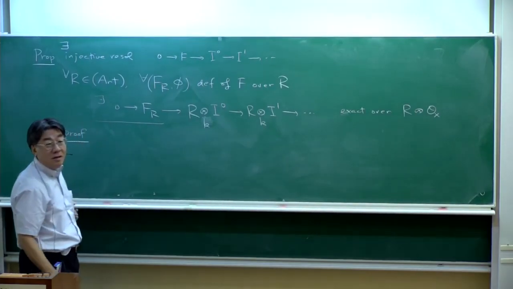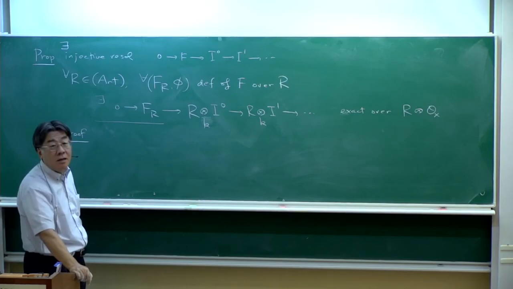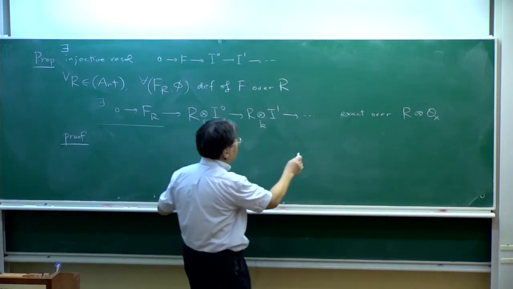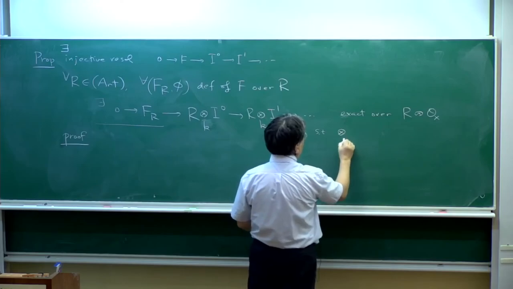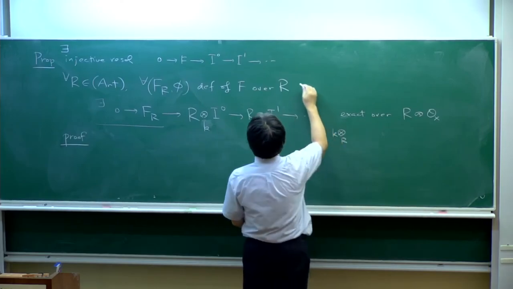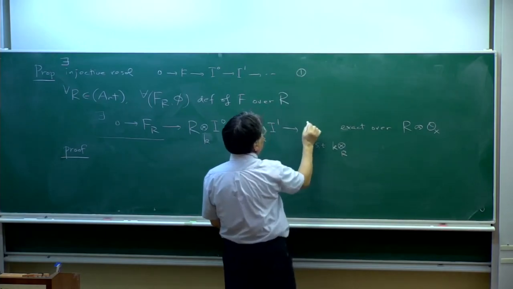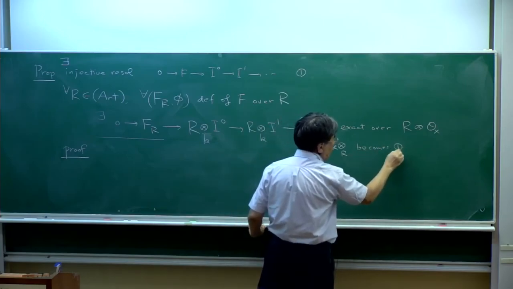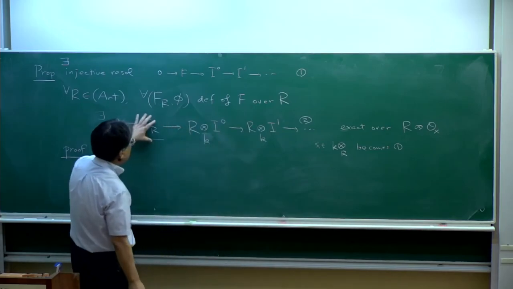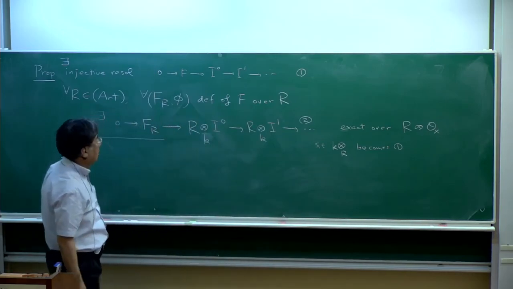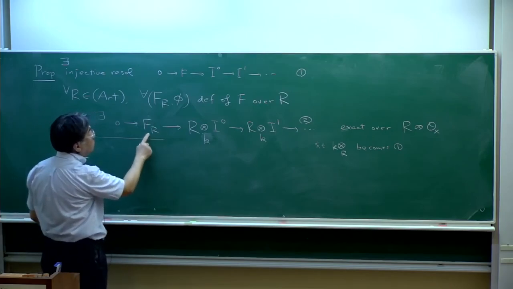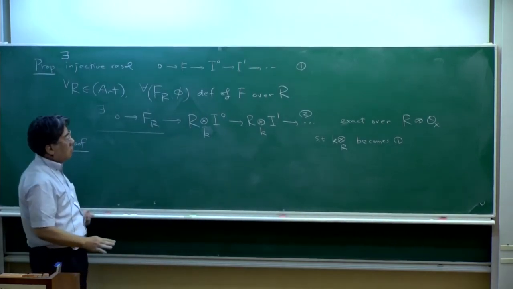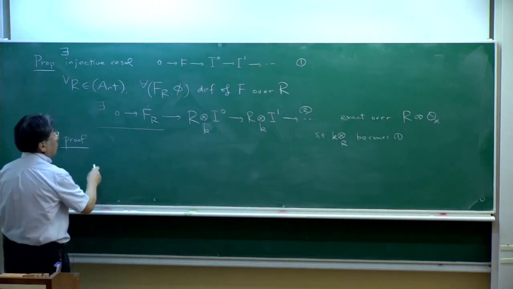So the sequence is given by taking the part starting from the zero term. If I take tensor K over R, then this is one, this is two, such that this becomes a one. So this one reduces to this. But this is a flat deformation, so it is not a direct product. Only these terms are direct products, or just tensor products.